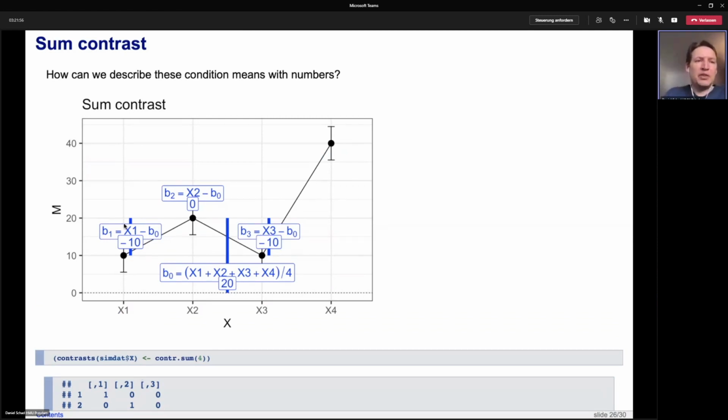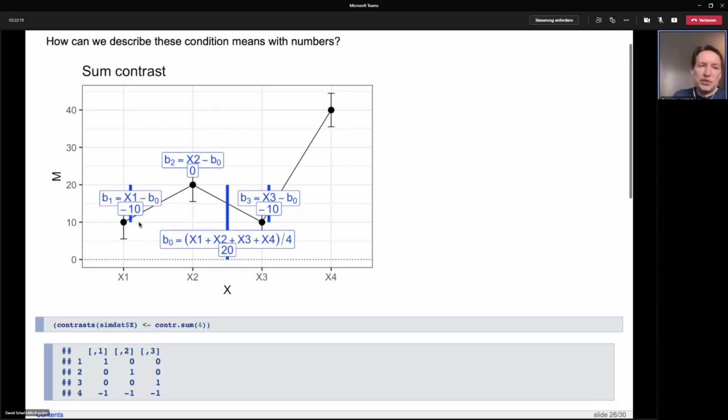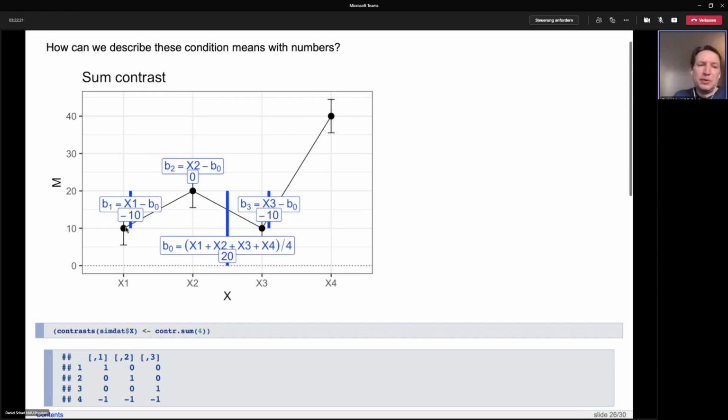So how about the sum contrast? What does the sum contrast test? In the sum contrast, the intercept captures the grand mean: x1 plus x2 plus x3 plus x4 divided by 4. We can see that the mean of these 4 numbers is exactly 20. So the intercept captures this grand mean, the mean of all condition means. And then the slopes capture the difference between each factor level and the grand mean.